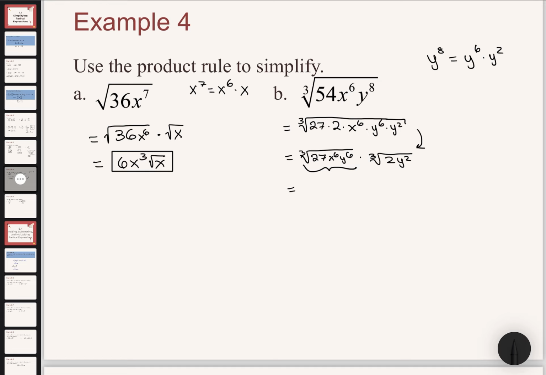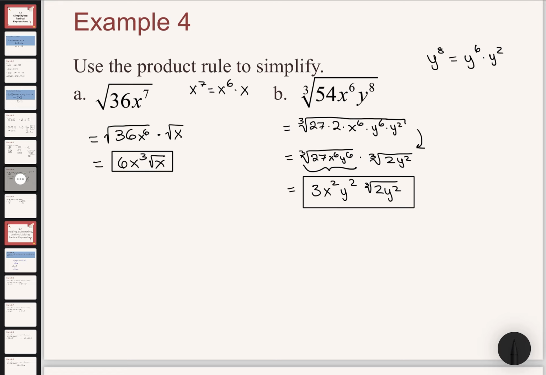Cube root of 27 is 3. Cube root of x to the 6th would be x to the 6 over 3, or x squared. And cube root of y to the 6th would be y squared. Over here, I can't simplify anymore, so we're going to leave that alone. This is your simplified answer for part B.